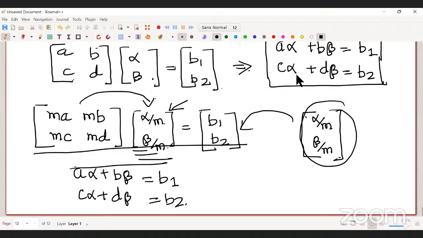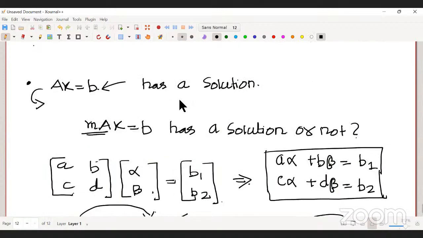So the main trick is, since I am multiplying by m over here, I have to divide by m over here. Then only I will get the previous solution. So the main idea is you take a solution for this equation and you try to slightly modify it so that you will get a solution of the next equation.